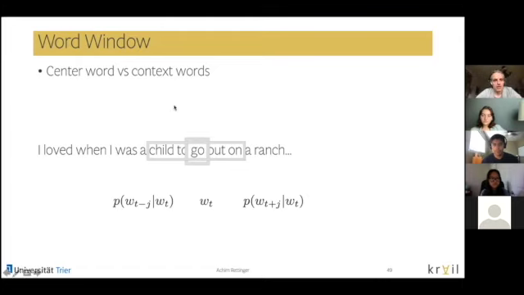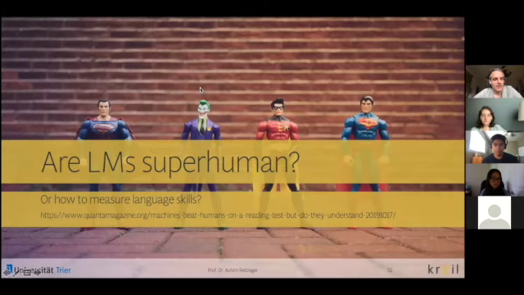So this is the revolution that took place, and the most successful architecture was the transformer architecture. It's a deep learning architecture. I will not go into the details of how this works, but at least give you some idea how it changed natural language processing.